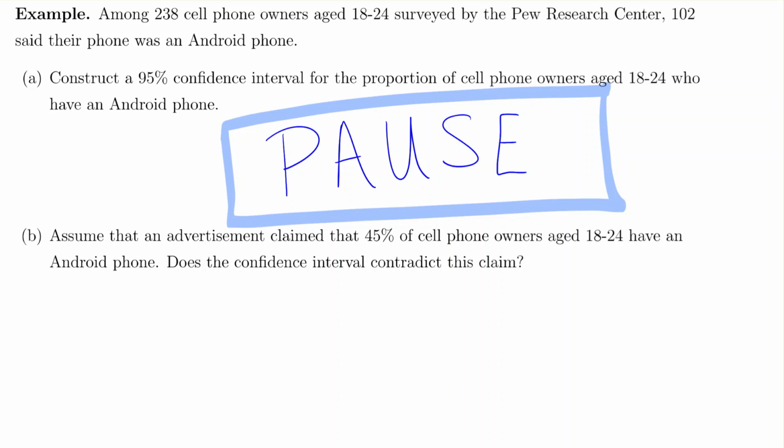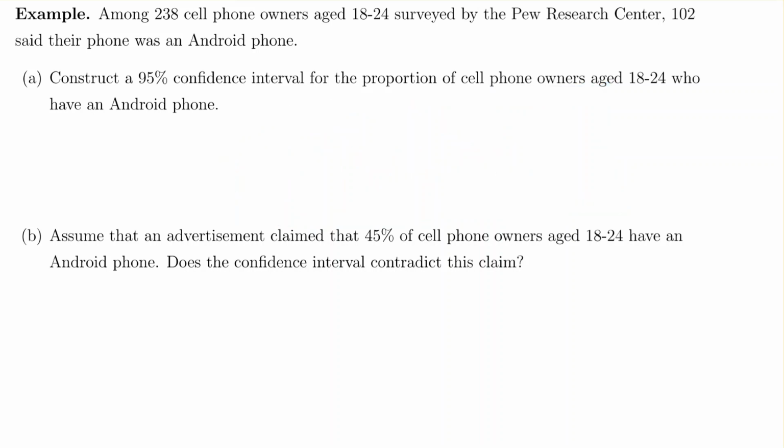So here's our next example. Be sure to pause the video and attempt this on your own. Unpause to check your work. So here I've got among 238 cell phone owners aged 18 to 24 surveyed by the Pew Research Center, 102 said their phone was an Android phone.